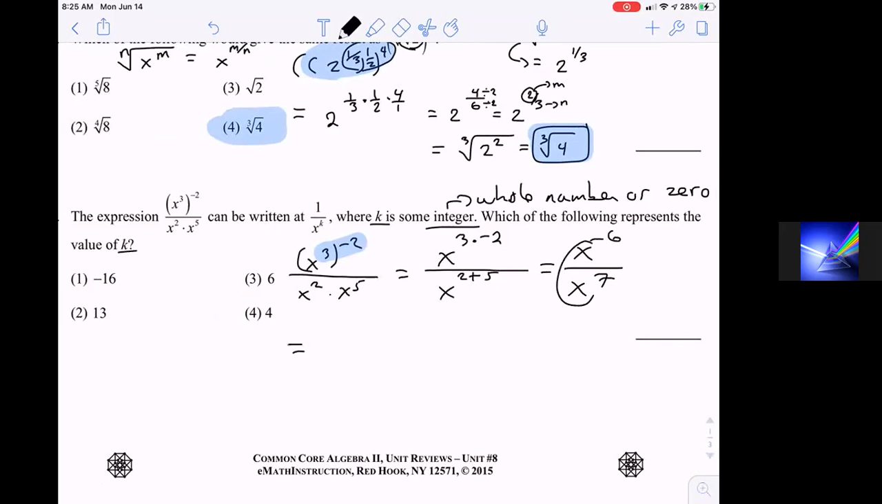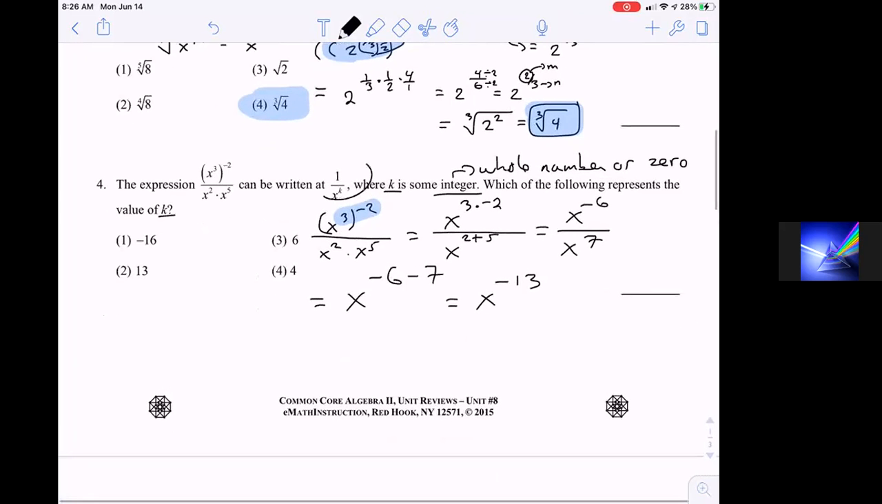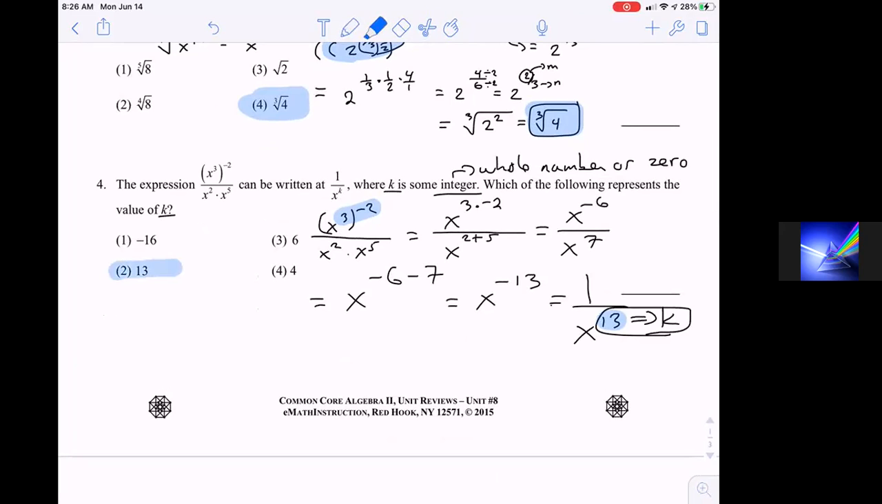Now, when I'm dividing same base, I subtract the exponent. So this becomes x to the, and you always start with the top exponent, always. So it's x to the negative 6 minus the 7 on the bottom, which would be x to the negative 13. Now it asked us to write it in this form here. Well, that would be the same as 1 over x to the positive 13, which means 13 must be your k. 13 is my exponent, which is my k.